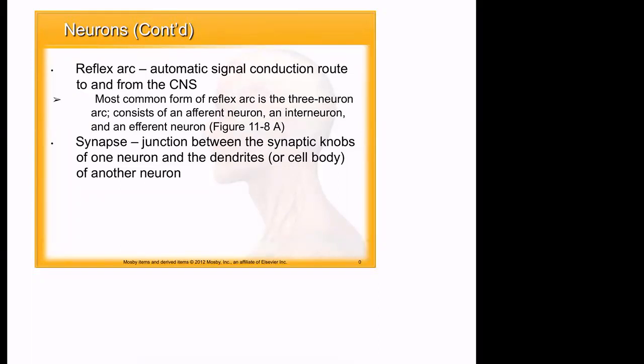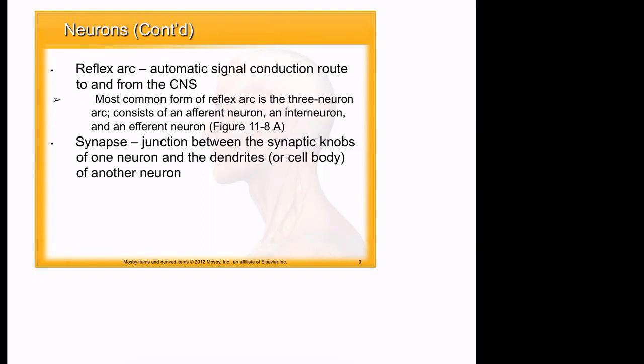A synapse is where one neuron meets another neuron. Now, technically, you can also say it's where a neuron meets a muscle, but that's why I would rather call that a neuromuscular junction and save the word synapse strictly for when I'm talking about neurons. The end of one neuron meeting the dendrites of the next neuron, that's the synapse.